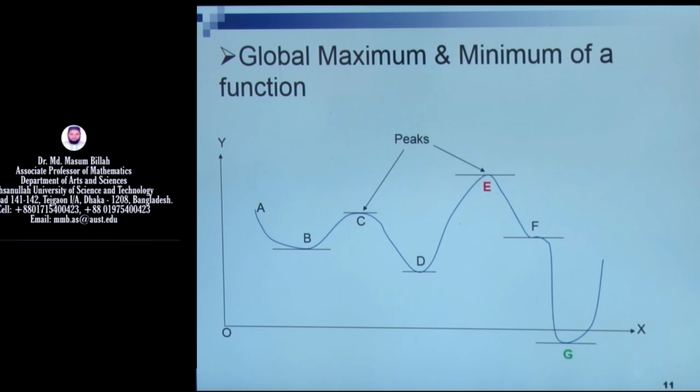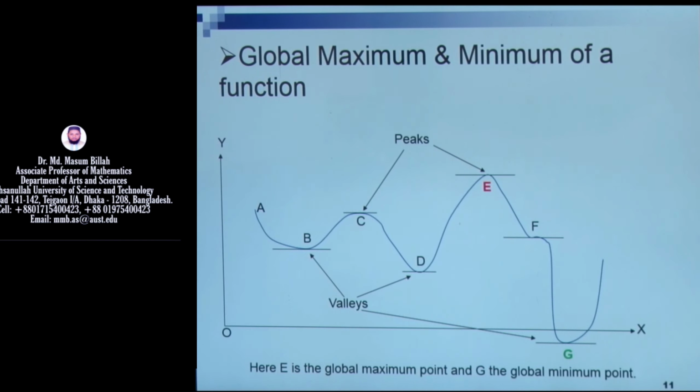Now, there are two peaks, first at C and E. All are known as local maxima, but the maximum of the maximum values will be the global maximum. So here we see this E is known as the global maximum point. And you see there are 3 points, B, D, and G. All are local minima, but at the point G, the green color, this point is known as the global minimum point.